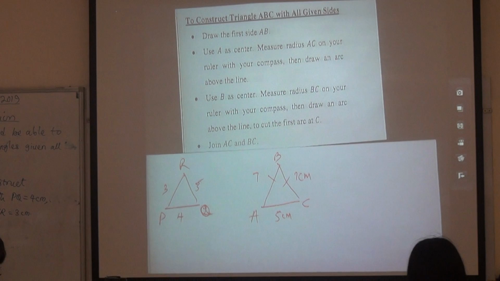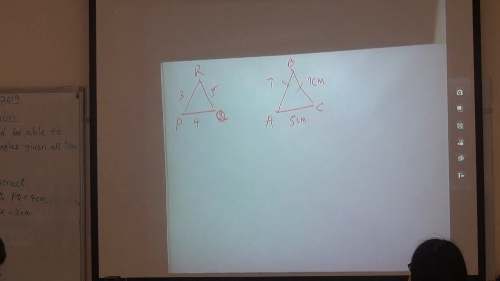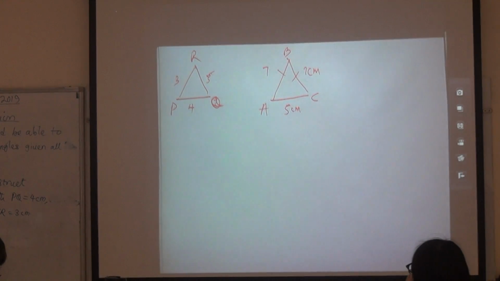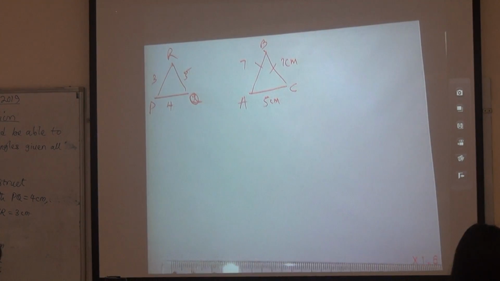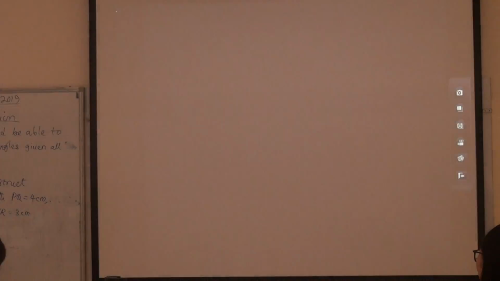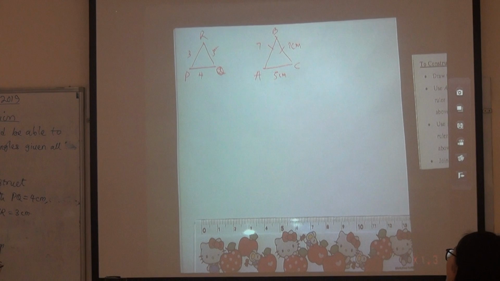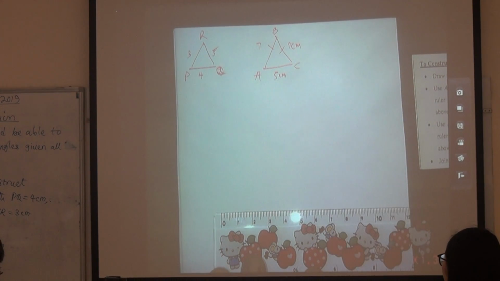So, according to the steps, you start from one of the sides. So I start from AC, for example. Start from AC, and my AC is 5 centimeters. So I measure my 5. Where's my ruler? Come here. How about I zoom out? Hopefully it's not too tiny, is it? So 5 centimeters.